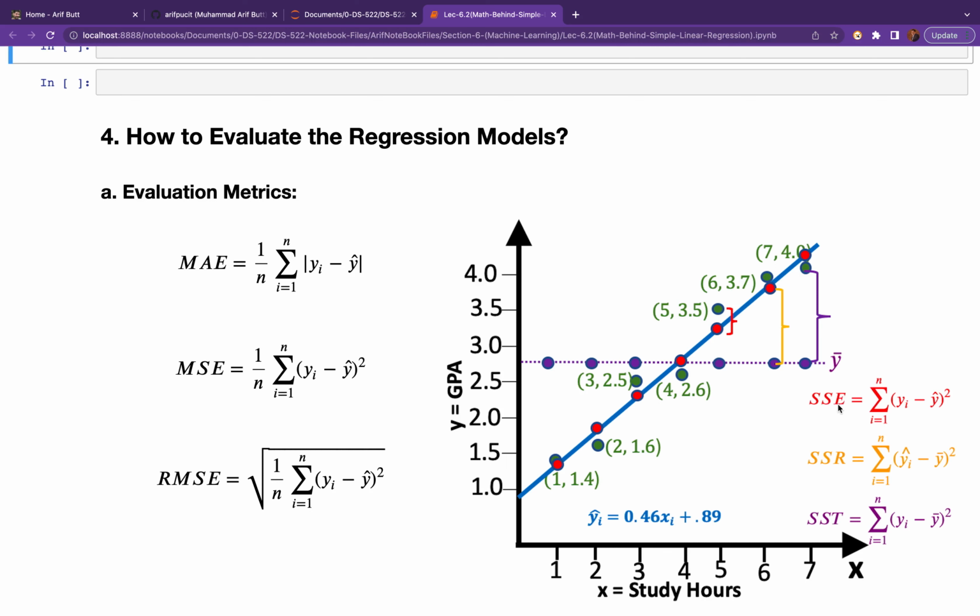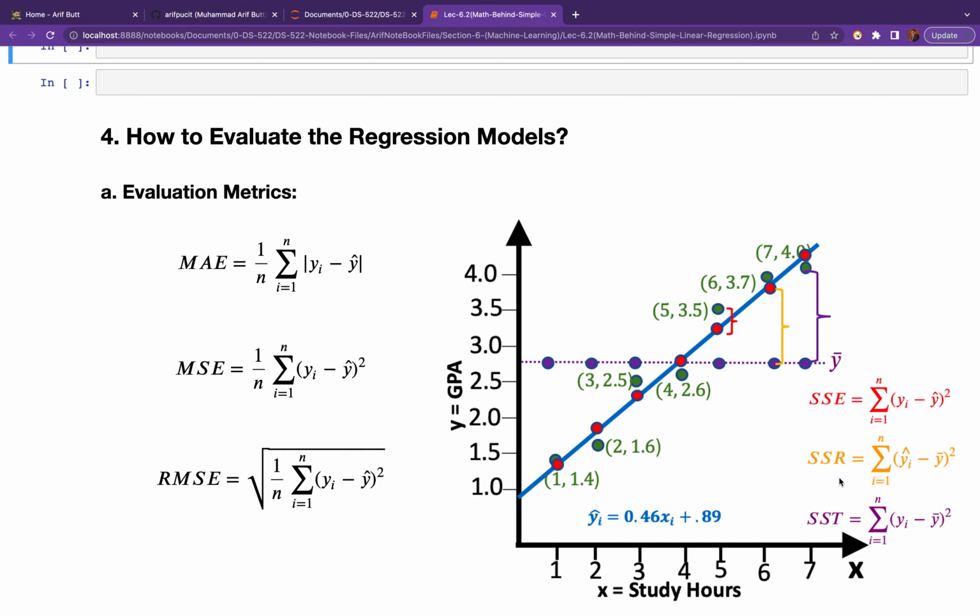Let's talk about the SSE. We have already discussed this SSE, which is the sum of squares due to error, and is calculated by the sum of squared distances between the actual point yi and the predicted point yi hat. This I have shown over here using this red curly bracket, the distance between the actual point and the predicted point.